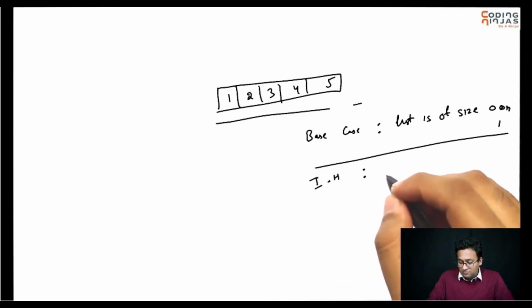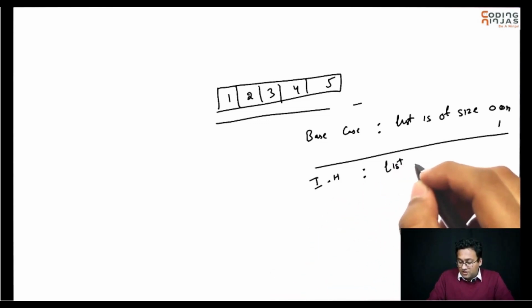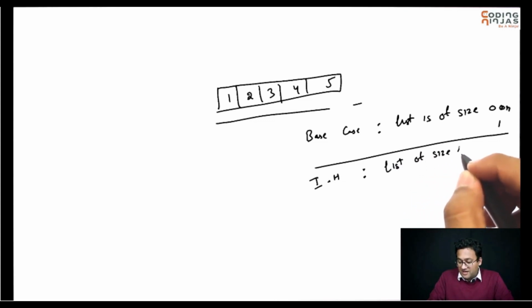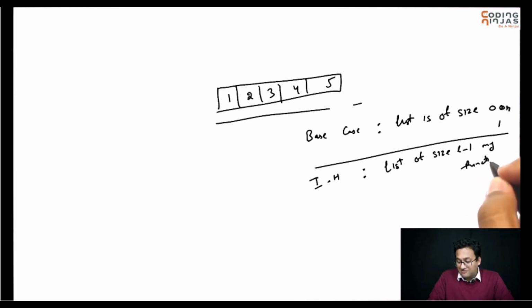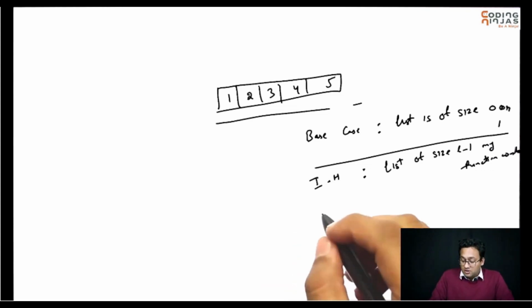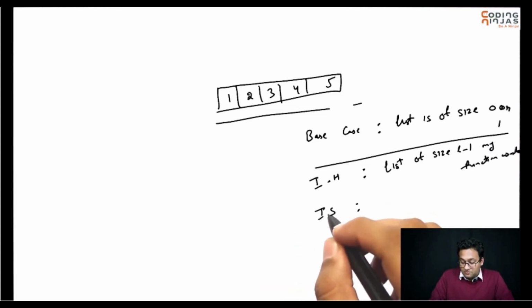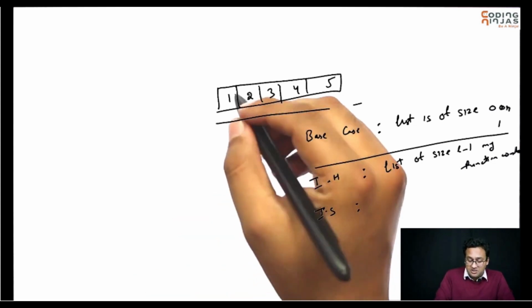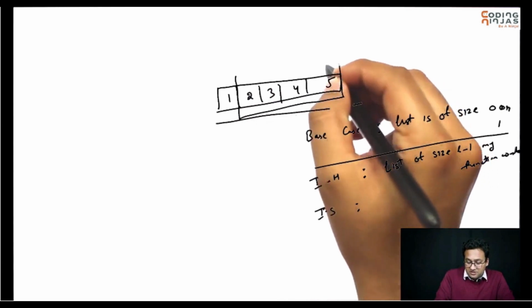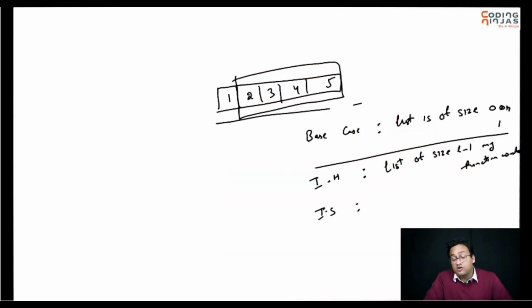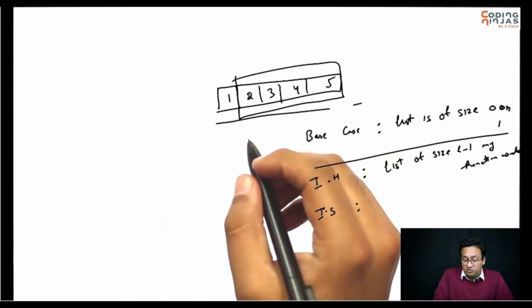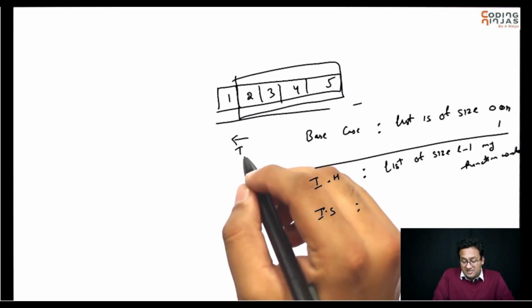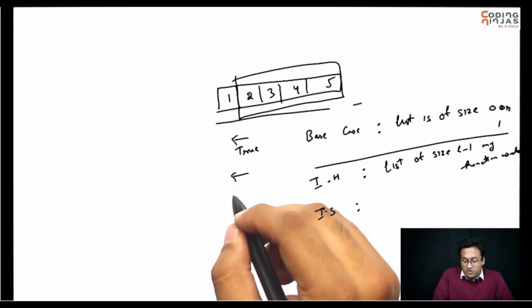I'm going to assume that for a list of size L minus 1, my function works. I have not written anything yet, but whatever I'm going to write, I'm going to assume it works for L minus 1. Induction step. The fact that my function works basically means it will tell me if this smaller list is sorted or not. Now my function can tell me two things: either yes, it is sorted, or no, it is not sorted.